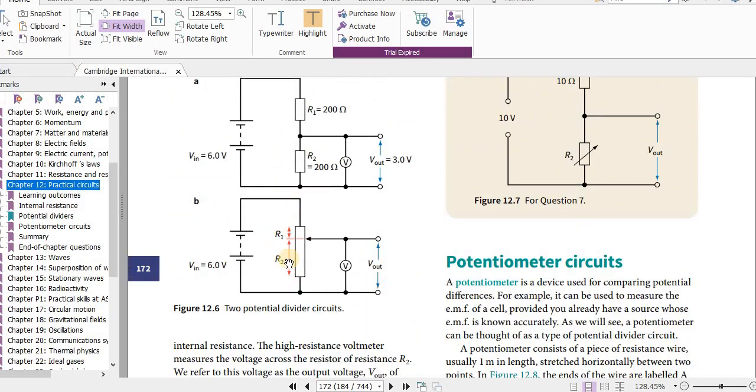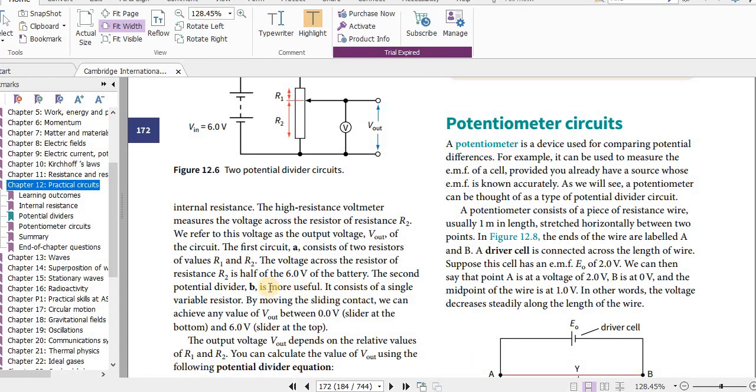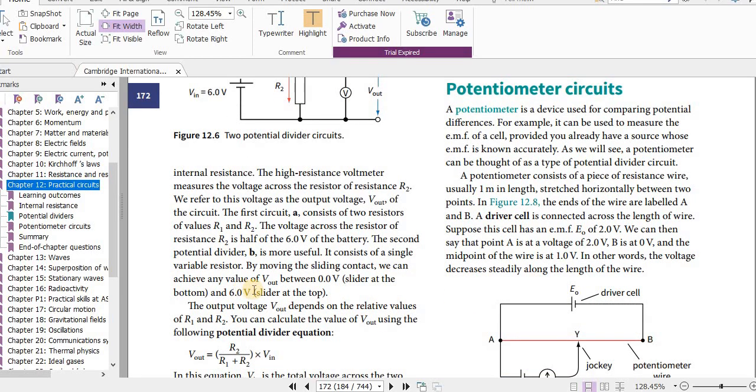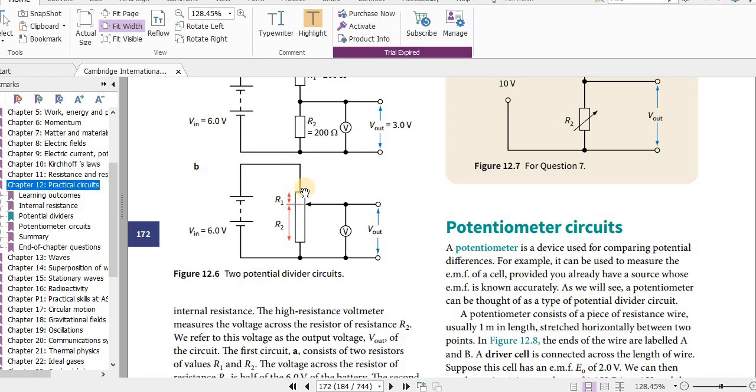So this is what we call the potential divider circuit. This and this, here it's fixed, here you can move this. So two potential divider circuits. It consists of a single variable resistor. By moving the sliding contact, we can achieve any value of V out between 0.0 volts, slider at the bottom, and 6.0 volts, slider at the top. So at the top 6.0, at the bottom 0 volts. By the way, the potential anywhere along this from here to here is 6 volts. Anywhere along this, all of this is at 0 volts. At the top here, all of this is at 6 volts.